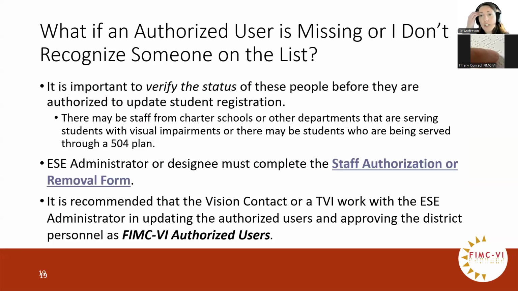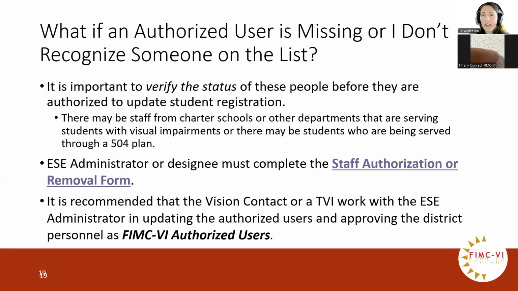What if an authorized user is missing from this list, or the director, or if you are the contact helping the director, don't recognize someone on the list? So it is important to verify the status of the people that are on the list before they're authorized to update student registration to help make sure that student identifiable information isn't shared with someone that shouldn't have it.